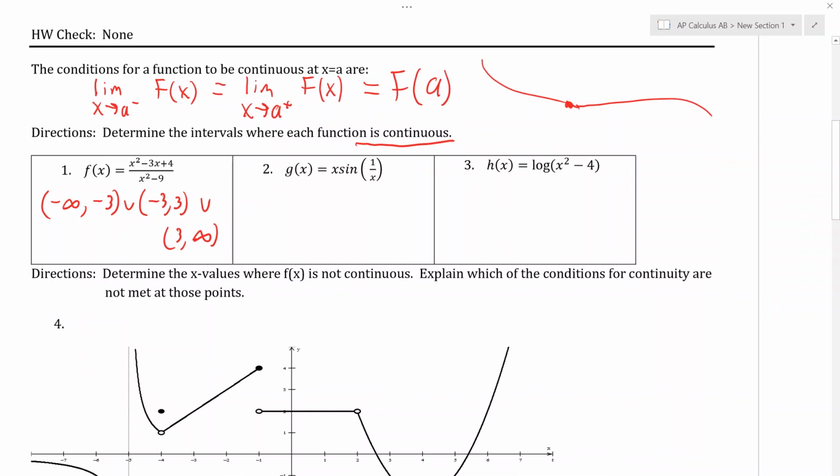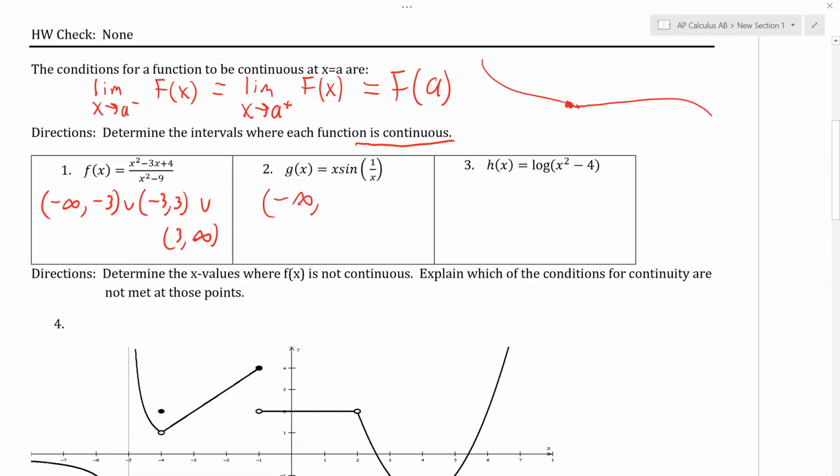Number 2 looks a little scary, but where is it not continuous? Just 0. It doesn't matter. Sine is continuous everywhere, right? X is continuous everywhere. So when you multiply them together, that's continuous everywhere. Cool. The only thing we have to worry about is we can't divide by 0. So that 1 over x causes a discontinuity at 0.